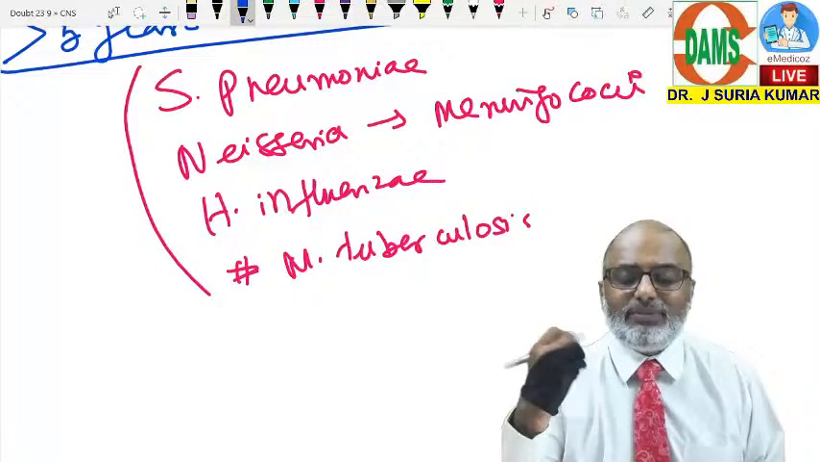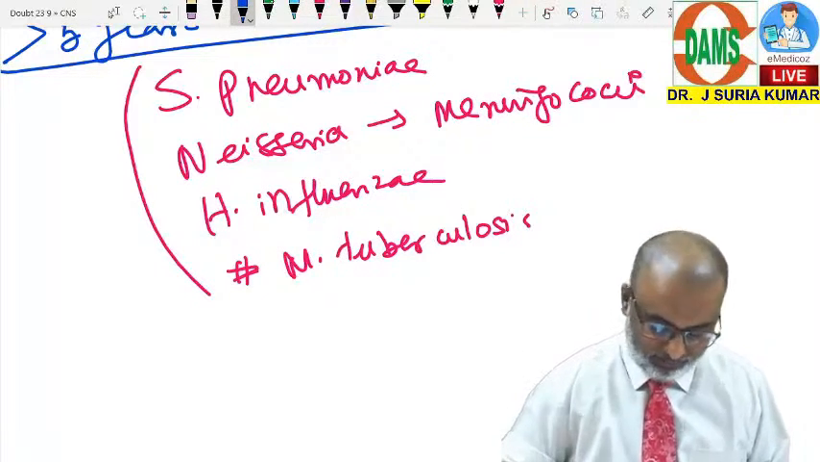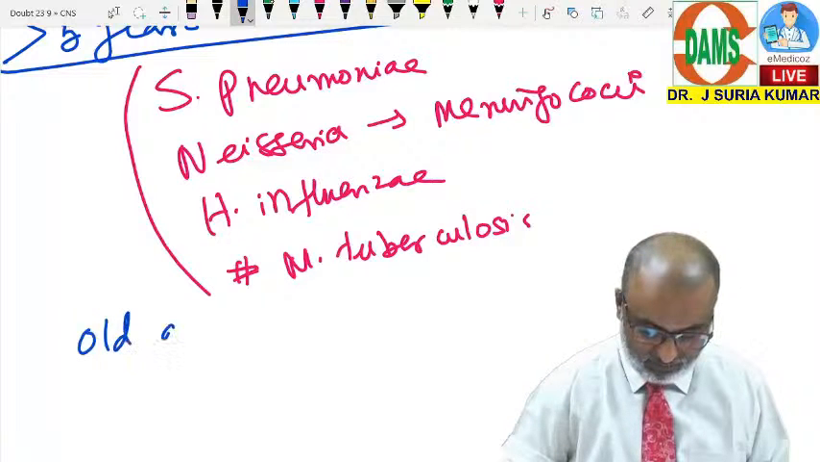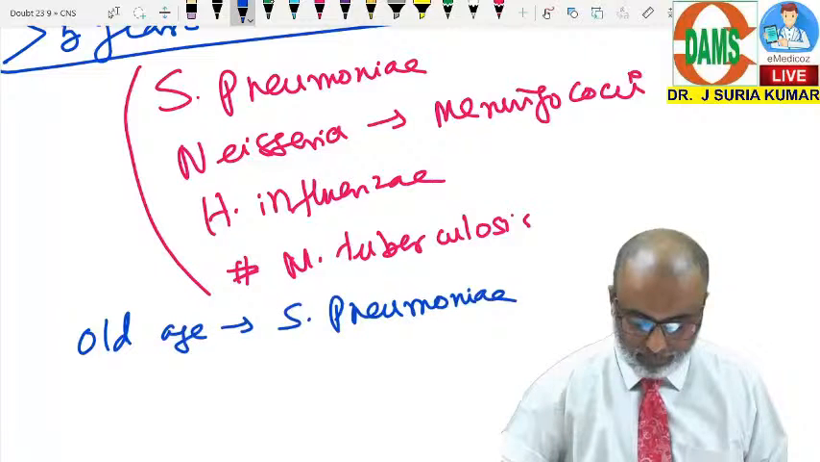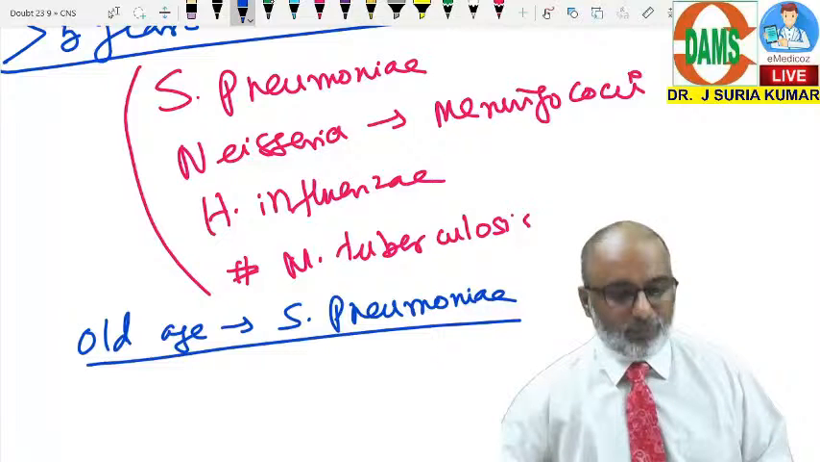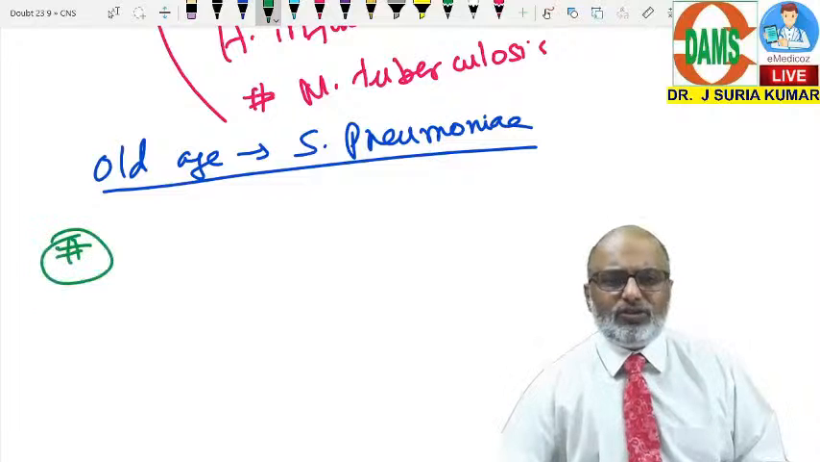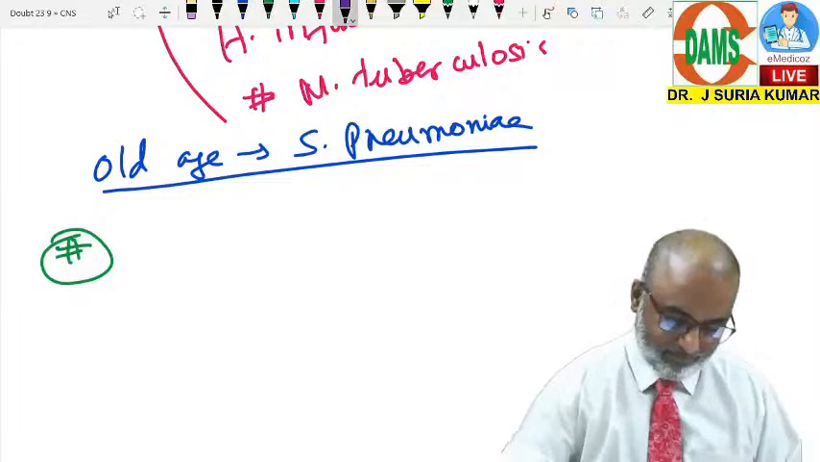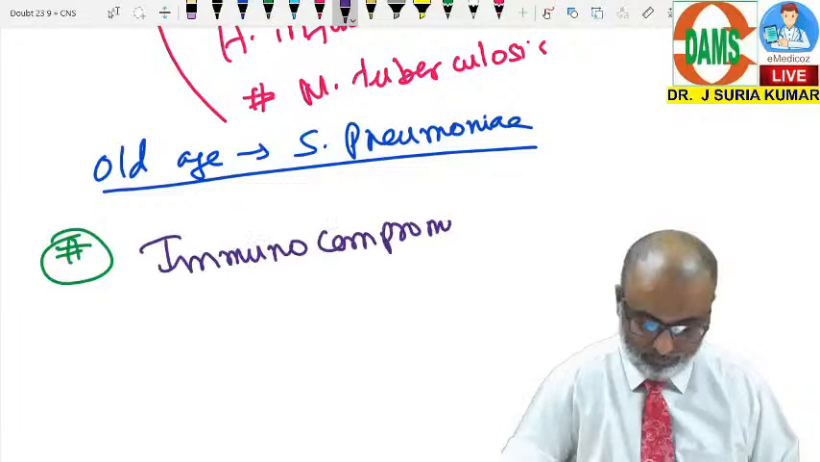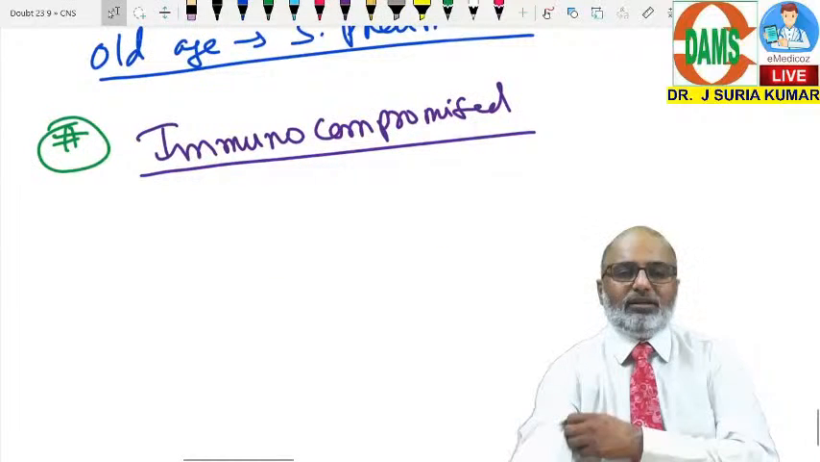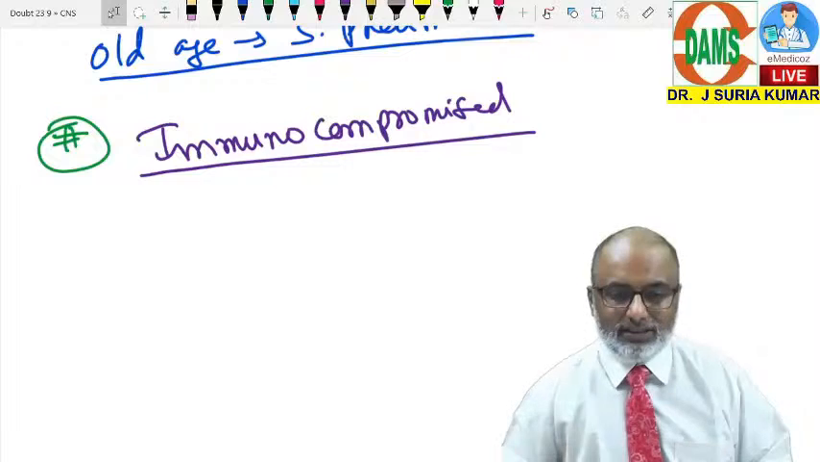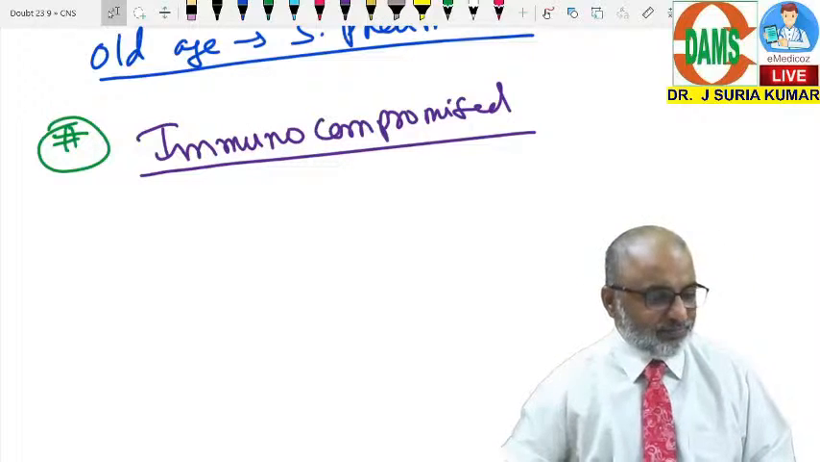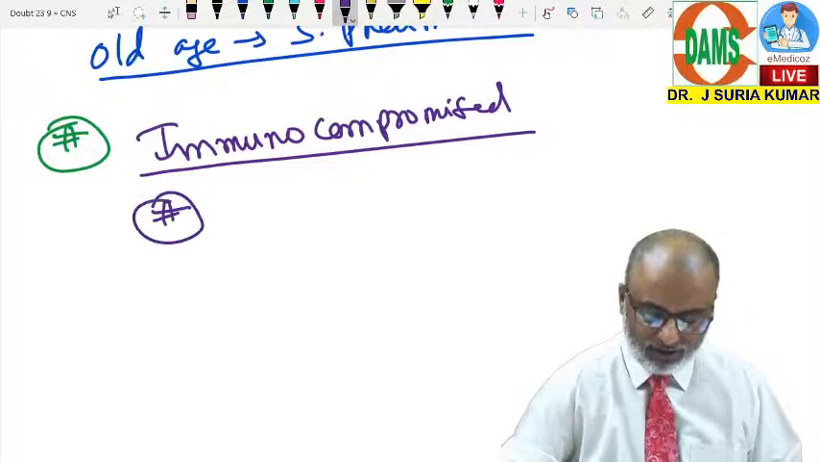More than 60 years, extremities of age, very common is Streptococcus pneumoniae. In the old age, Streptococcus pneumoniae. Very old age, Streptococcus pneumoniae. And in case of immunocompromised, for example HIV, you can get all agents of normal, because if anything causes infection in immunocompetent, it also causes infection in immunocompromised. And please remember, apart from that, very notorious Pseudomonas.